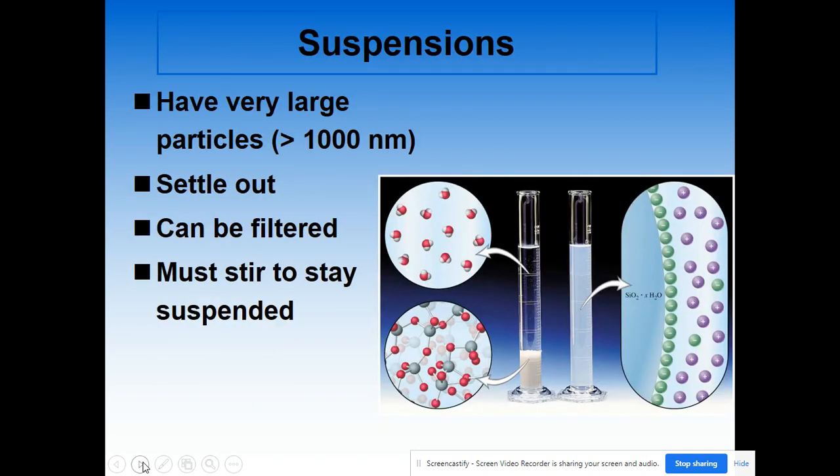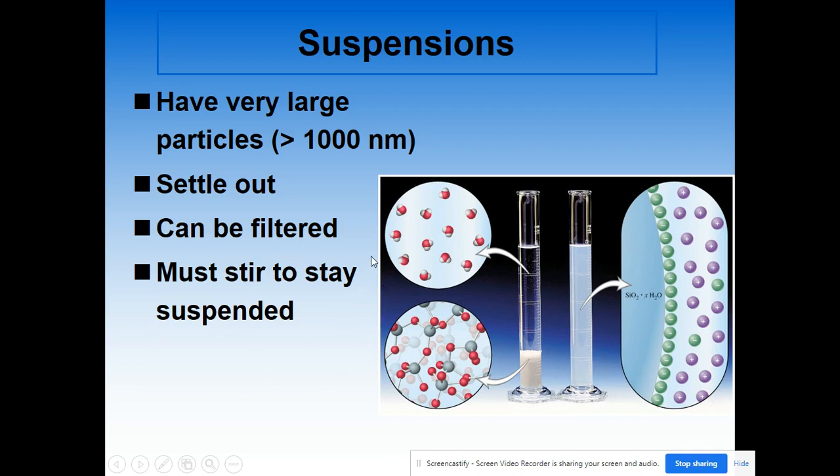Suspensions are a little bit different from colloids and solutions in that the particles are larger. The particles here are greater than 1,000 nanometers. Suspensions can settle out. An example of a suspension is orange juice with pulp in it. If you let that sit for a while, you'll notice that the pulp settles to the bottom.